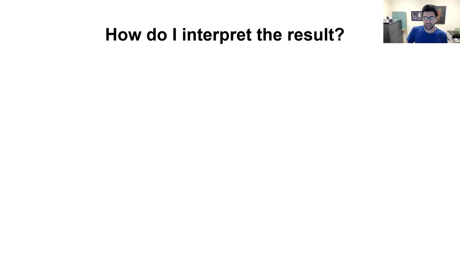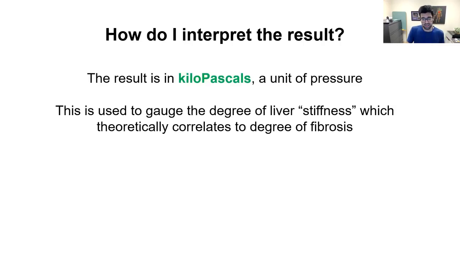So how do I interpret this result or a result? So the result ends up in kilopascals, which is a unit of pressure. So this is used to gauge the degree of liver stiffness, which theoretically correlates to degree of fibrosis. So the higher the pascals, the more stiffness, the more fibrosis the liver has.